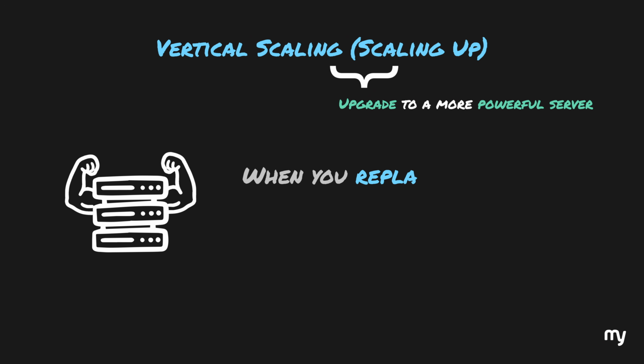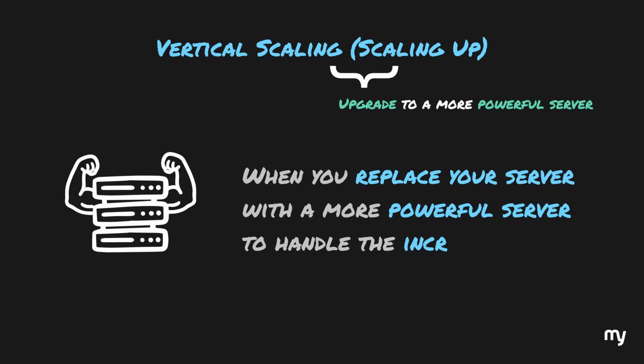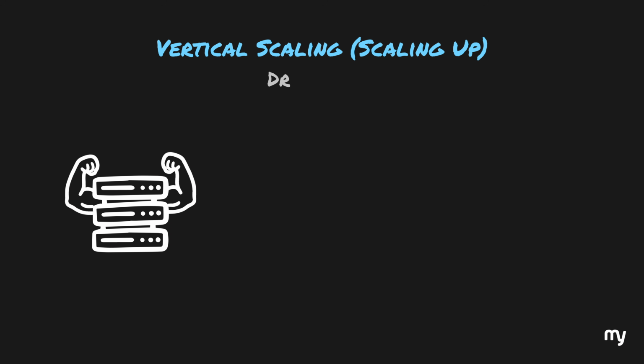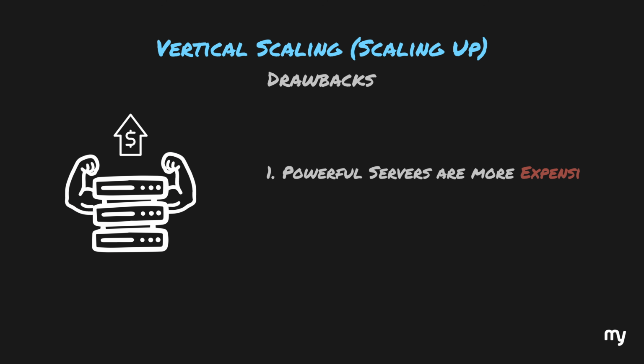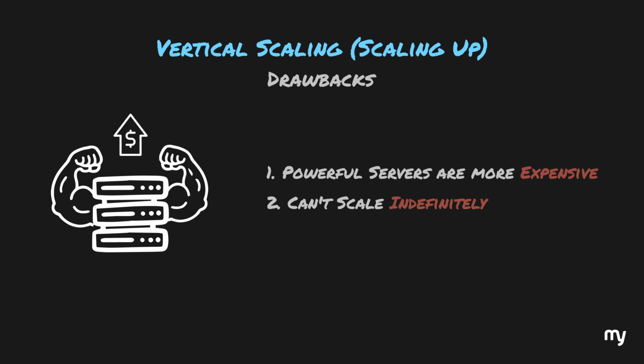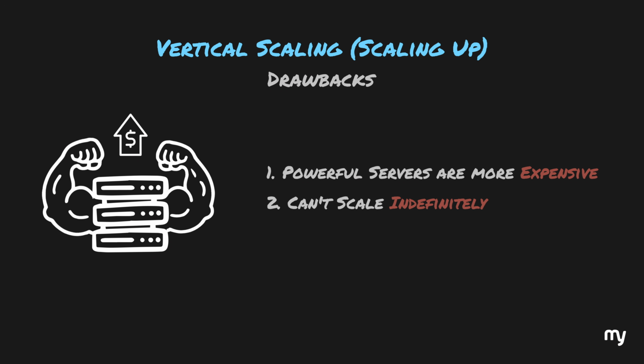This approach, where you replace your server with a more powerful one to handle the increased load, is called vertical scaling. Now, this solution sounds quite simple, but it does come with some drawbacks. Just like renting a bigger truck costs more money, upgrading to a more powerful server also comes with a higher price tag. As your demand grows, your costs grow with it. Just like trucks come in fixed sizes, servers also have limits. You can't keep scaling up indefinitely. There is no server with infinite RAM or unlimited number of cores. At some point, you will hit a ceiling.